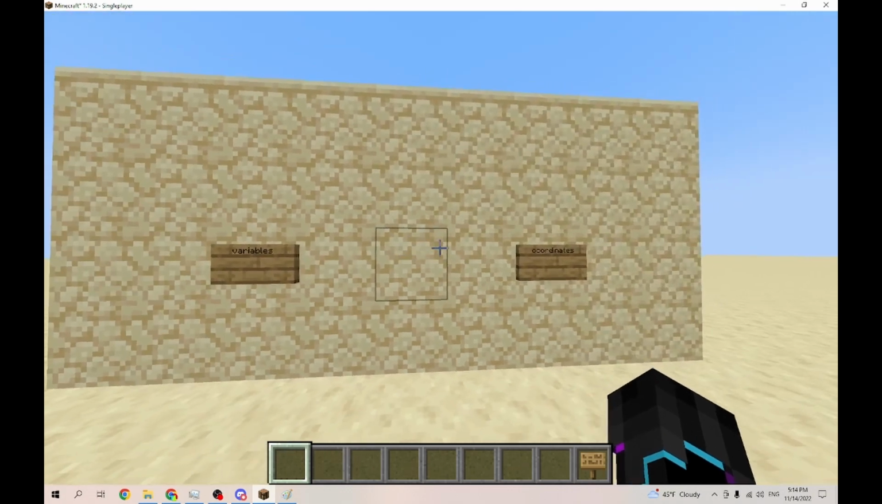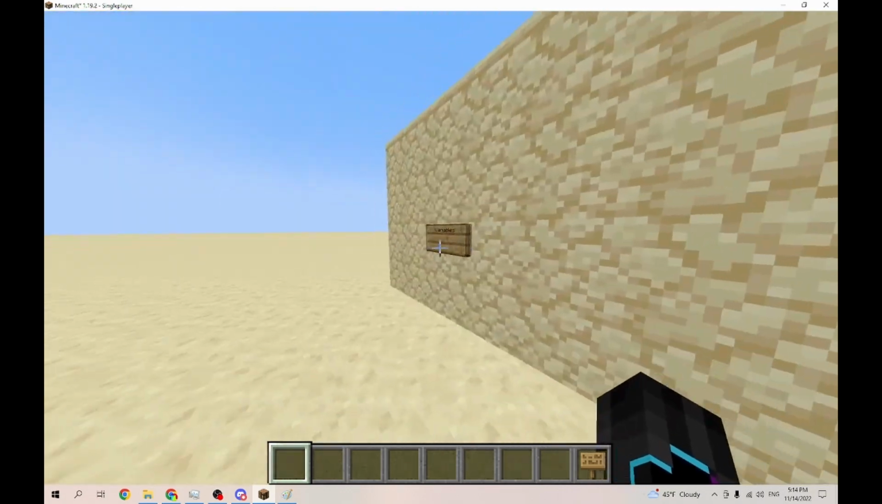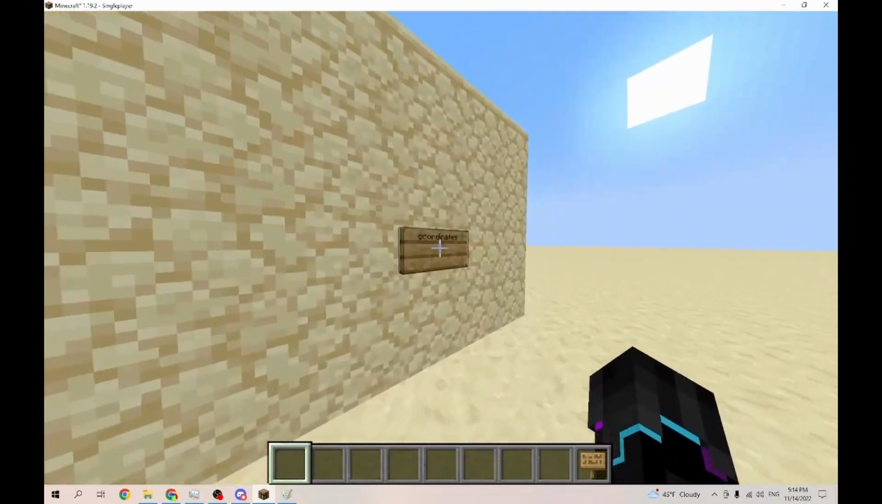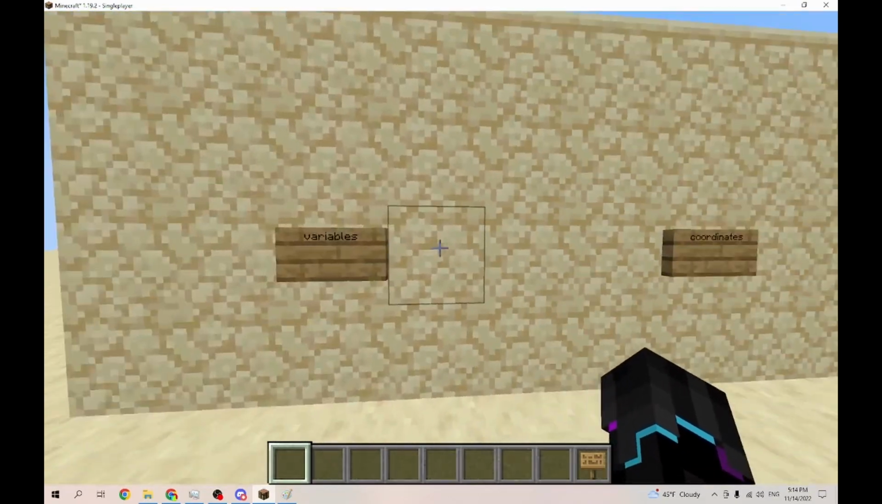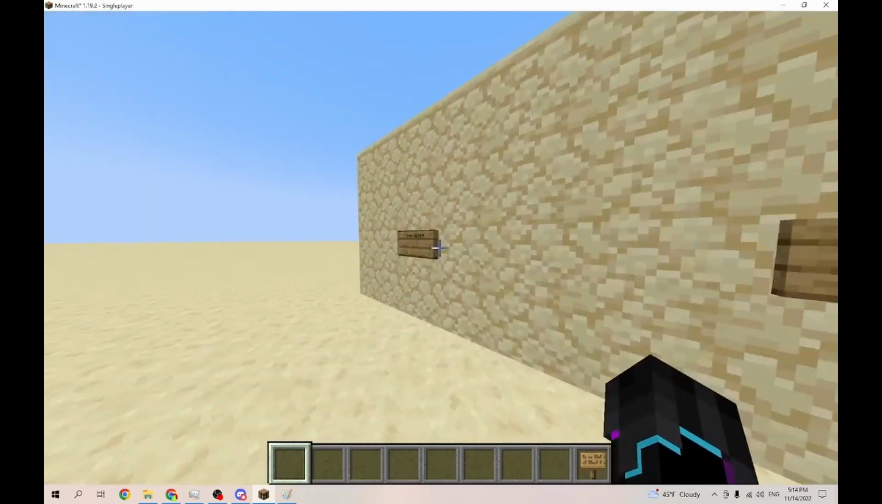So hello everyone and welcome to the Minecraft Crash Course. Today we'll be looking at variables and coordinates. Now if you don't know what any of these are, don't worry, we'll explain it in this video.